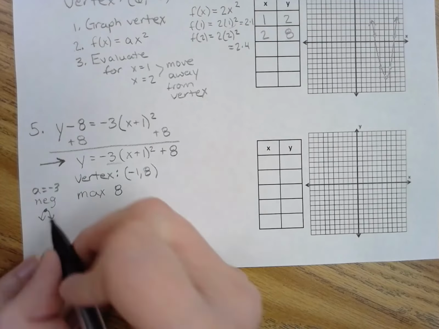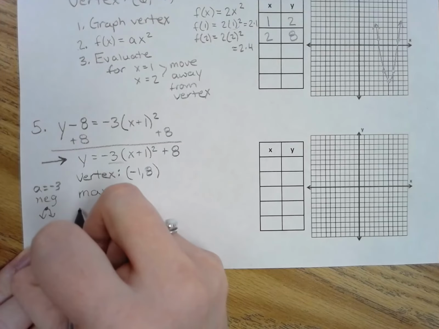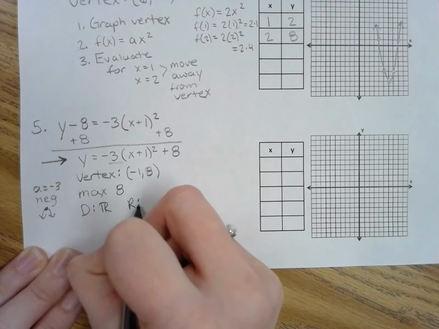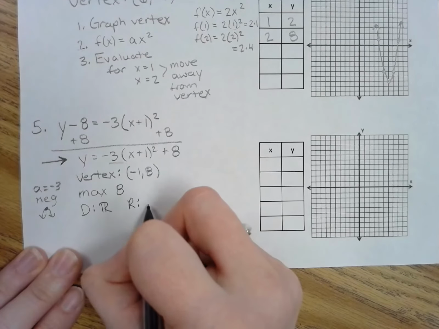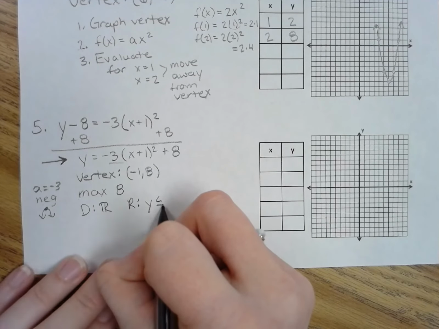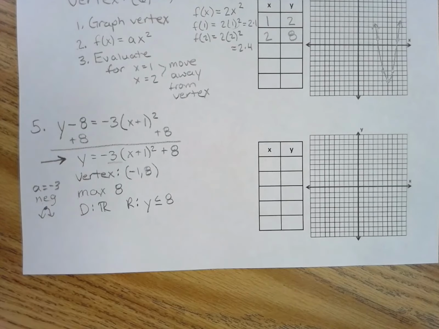Then when we talk about our domain, of course it's going to be all real numbers. And our range, because this is opening down, our y's will be less than or equal to that y value of your vertex, so less than or equal to 8. So we'll see that here when we graph it. So let's first start with method A when we graph.